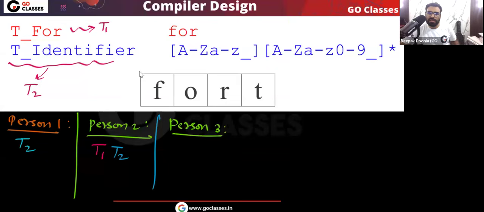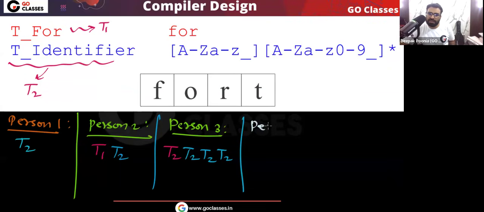Person 3 is thinking that, sir, we are reading from left to right, character by character. Now, when you read this first character, this itself is matching the identifier token. Yes or no? This first character is matching the regular expression corresponding to identifier token. So for this F, generate token T2. Then for this O, generate token T2. For this R, generate token T2. For this T, generate token T2. Yes, makes sense. Yes or no?